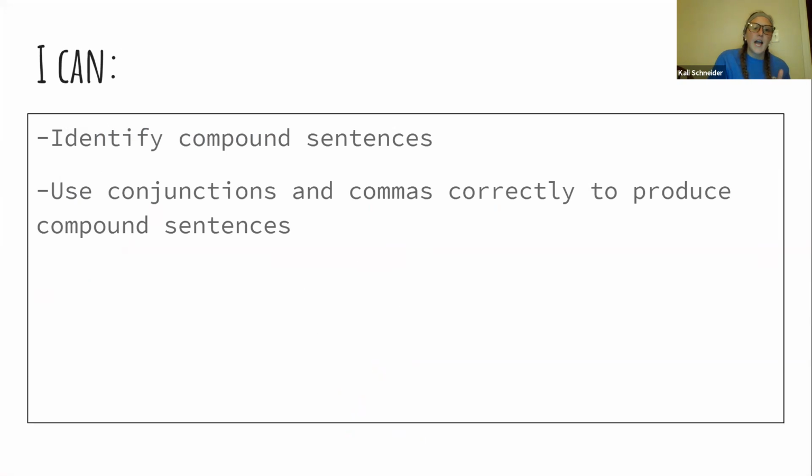So our objectives are I can identify compound sentences and I can use conjunctions and commas correctly to produce compound sentences. So we are working on conjunctions and commas to make compound sentences, which is a big way of saying I'm going to put two sentences together, but they have to still make sense. So let's take a closer look at that today.